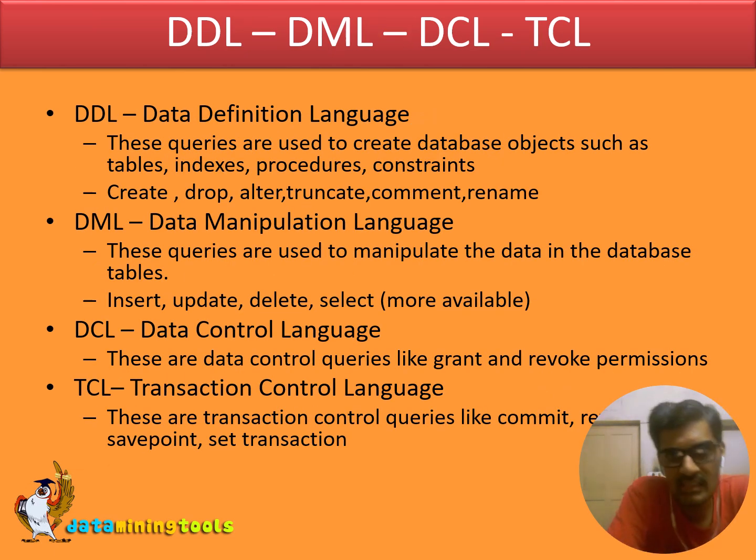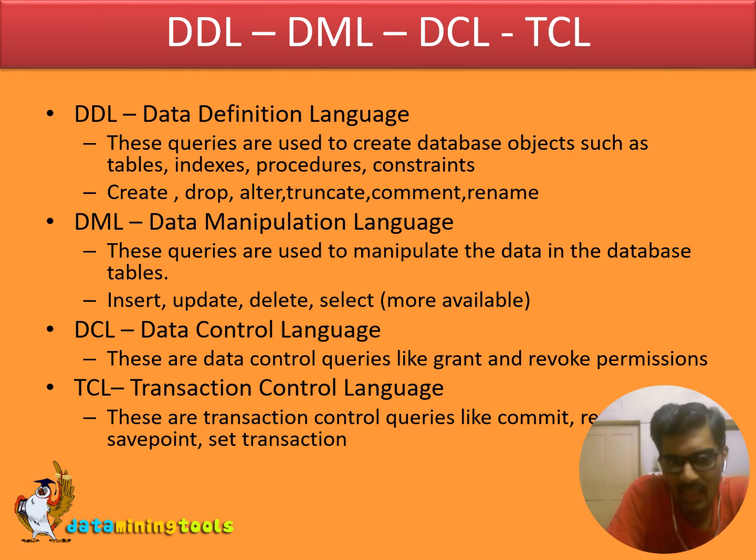Next, these are the characteristics of the database, that is, what all can be done with the database. So DDL is data definition language. So DDL, DML, DCL and TCL. That is data definition language, data manipulation language, data control language and transaction control language. This gives us an overview of the database. DDL means all the operations that can be performed on the database, like create, drop, alter, truncate, comment and rename on tables, indexes, procedures and constraints.